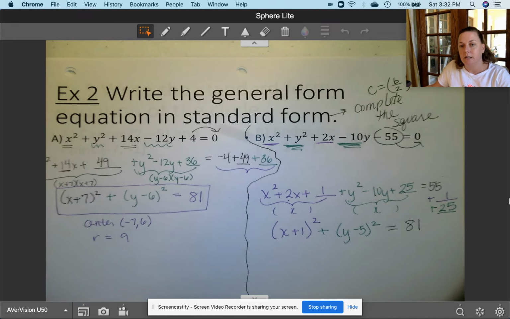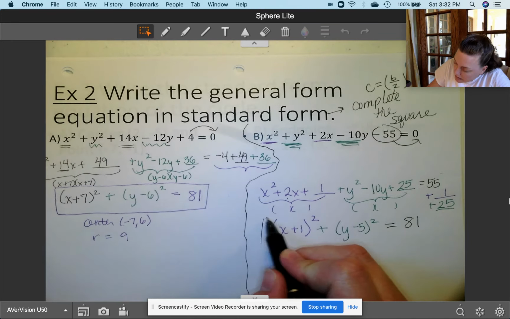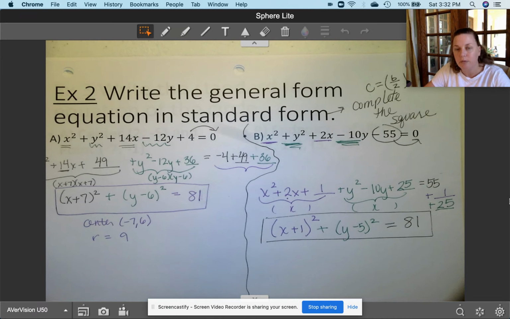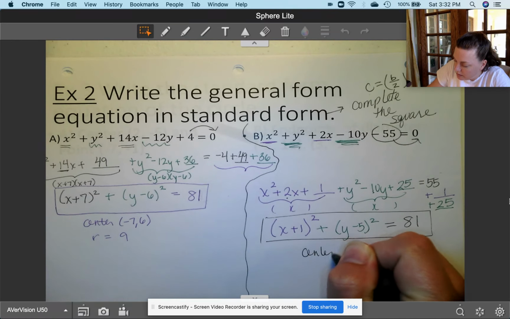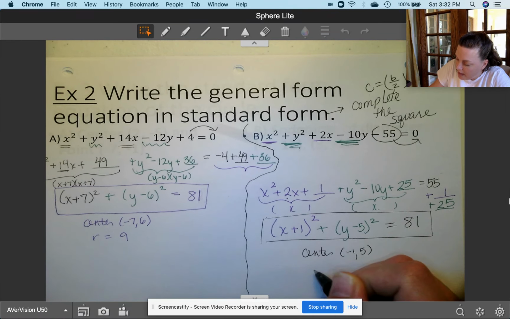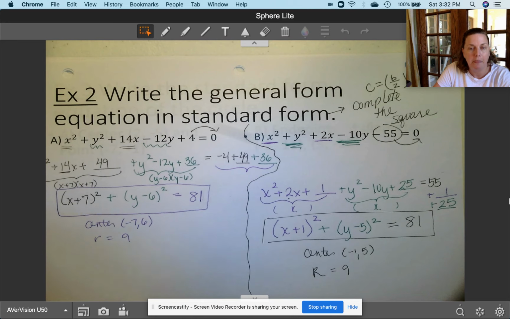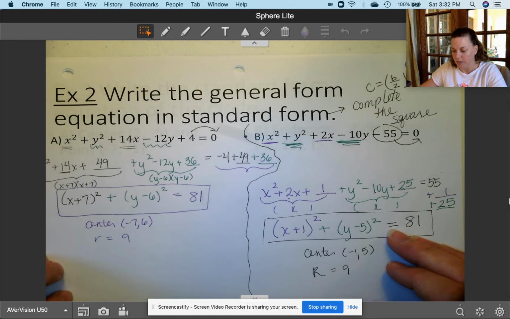All right. So again, this is the form that they were looking for. Standard form is always awesome for graphing. So this would have a center at (-1, 5) and a radius of 9. So keep that in mind. Standard form is really, really good.